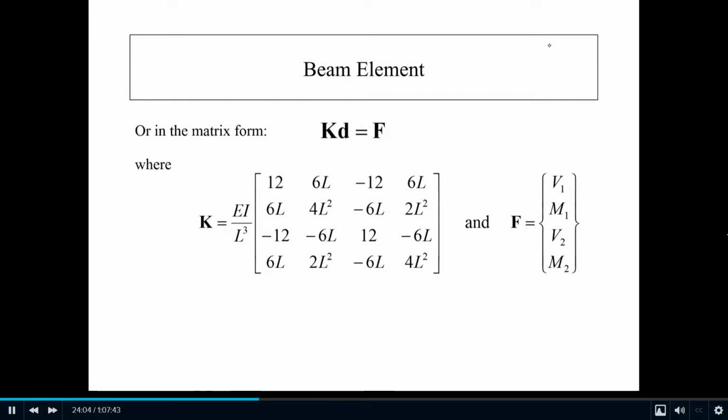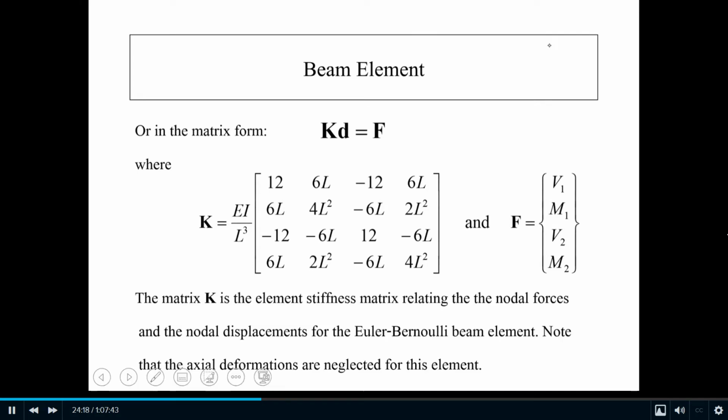So we can express the element equation for the beam element like this: K D equal to F, where K is the element stiffness matrix. It relates the nodal force, which involves shear and moment at both nodes, and the nodal displacement, which would be rotation theta and deflection W at both nodes. This is the element equation for what is known as the Euler-Bernoulli beam element, or sometimes a thin beam.